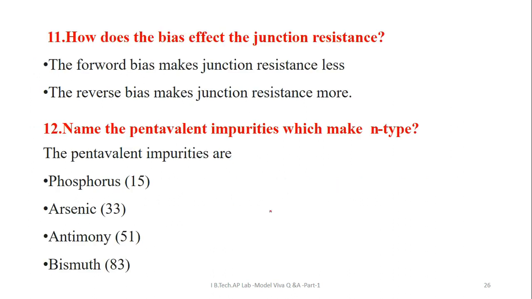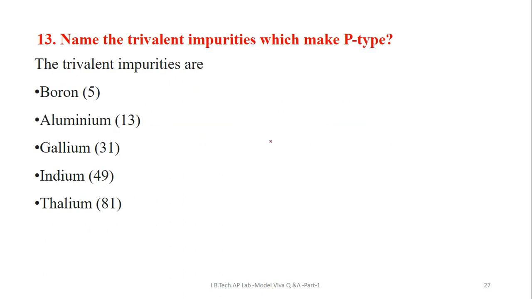For making n-type and p-type from pure semiconductors, we require dopant elements. These are the pentavalent dopants. If we take a pure semiconductor like germanium or silicon and dope it with any one of the elements phosphorus, arsenic, antimony, bismuth, then we will get n-type semiconductors. And if we dope with trivalent impurities like boron, aluminum, gallium, indium and thallium, we will get p-type semiconductors. So if we combine P and N, we can get a PN junction diode.